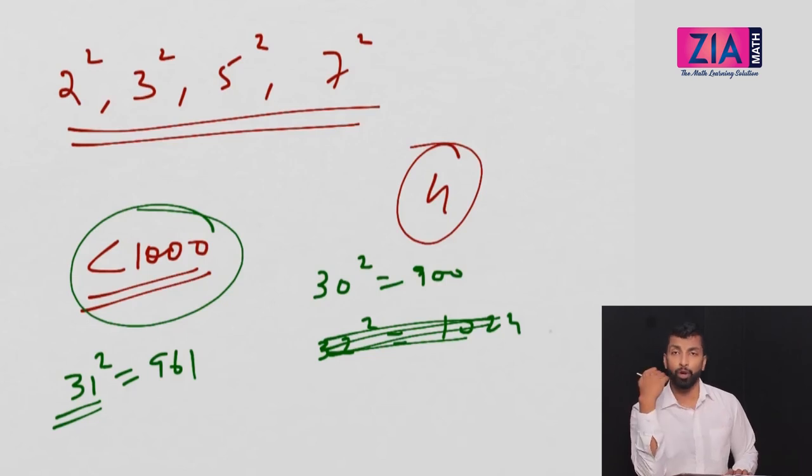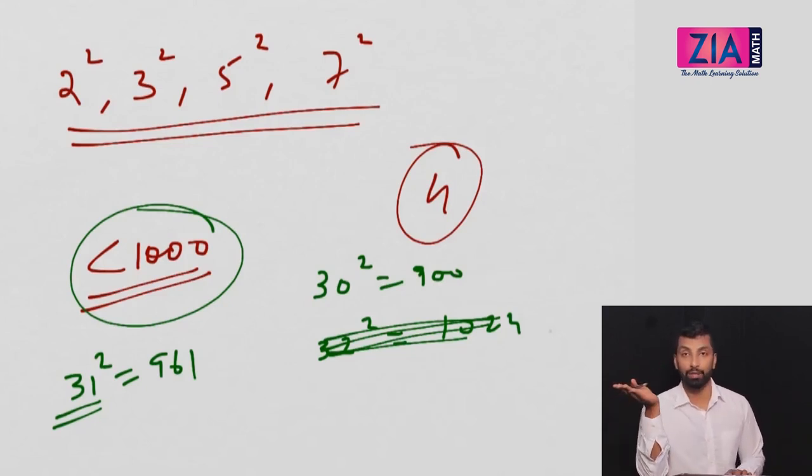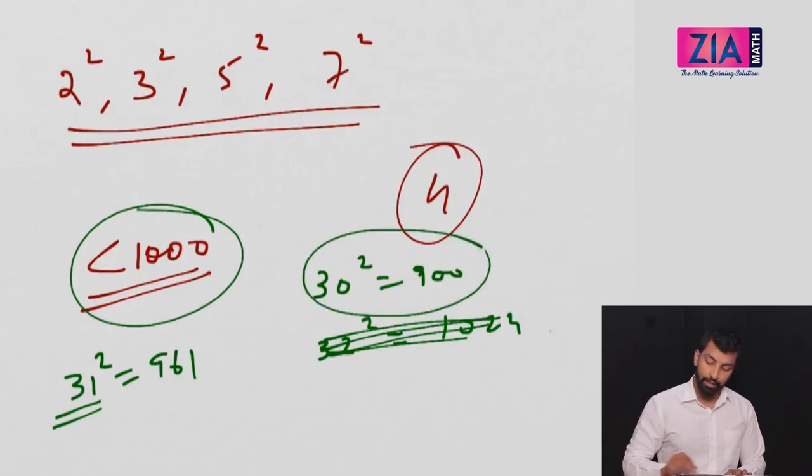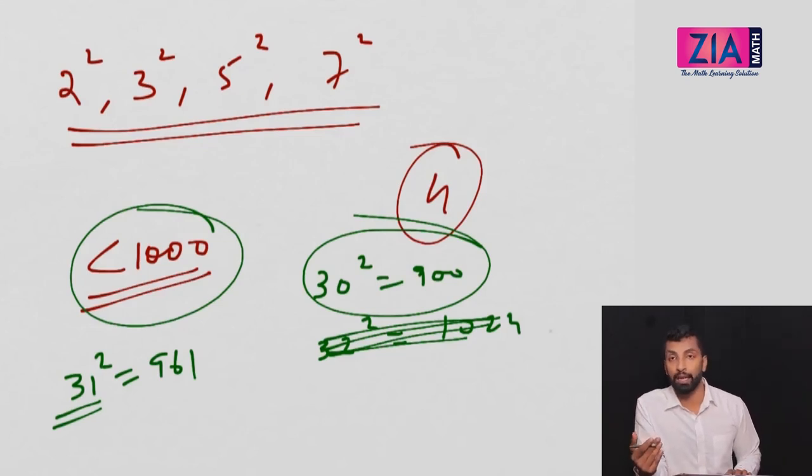Even if you don't know whether 32 square is less than or greater than 1000, you know 32 is not a prime number, it's a composite number. 33 is also composite, 34 is also composite, 35 is also composite, 36 is also composite. By this time anyway 1000 will be crossed. So you don't need to know perfectly the square or whether it is less than 1000 or not. You just need to know 30 square is 900 and 31 square is less than 1000. That is common sense.